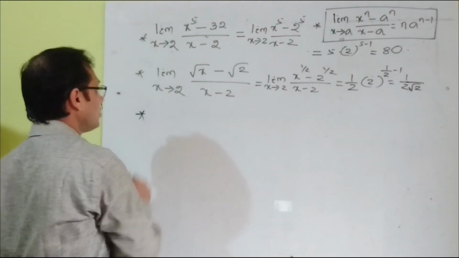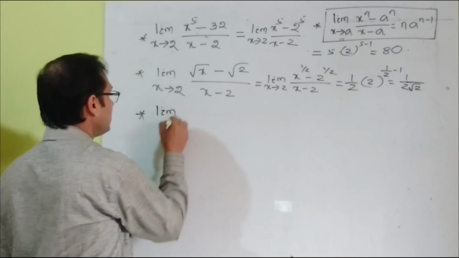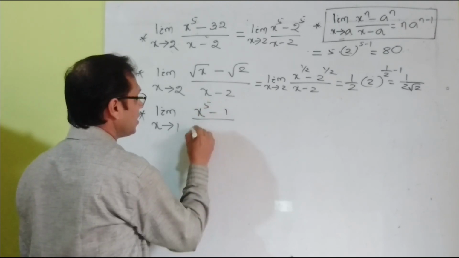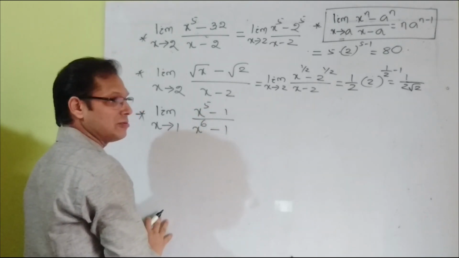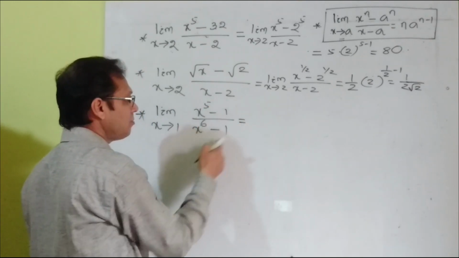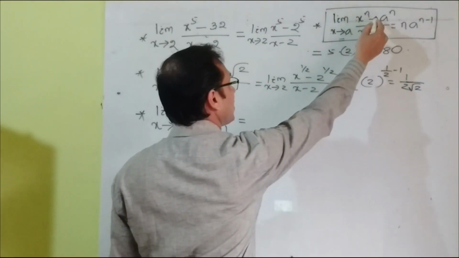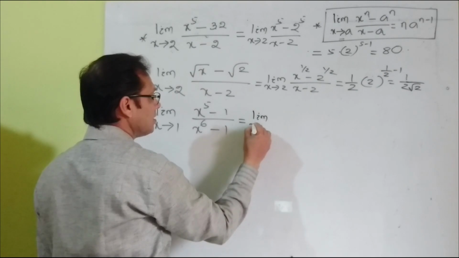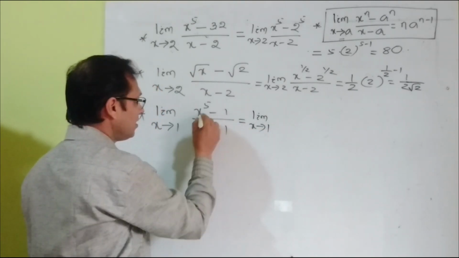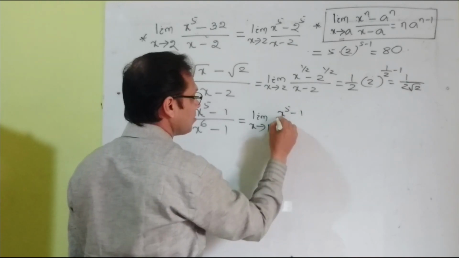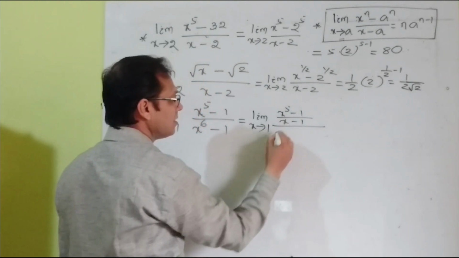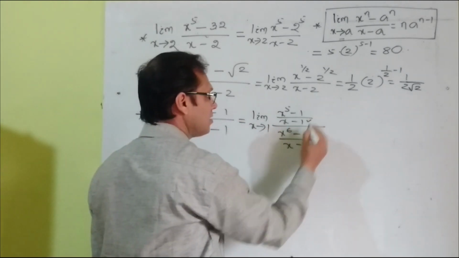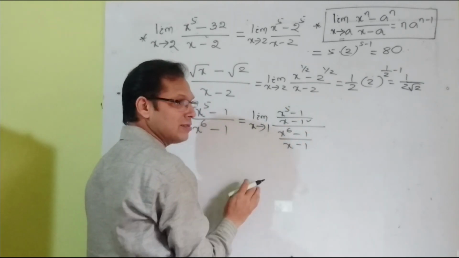Okay, now I will take another one, limit x tends to 1 (x to power 5 minus 1) by (x to power 6 minus 1). So you see, you have to write this one in the form of x to power n minus a to power n by x minus a, limit x tends to a. How is it? This one can be written as limit x tends to 1 [(x to the power 5 minus 1) by (x minus 1)] whole divided by [(x to power 6 minus 1) by (x minus 1)]. We are dividing x minus 1 at the numerator as well as at the denominator.